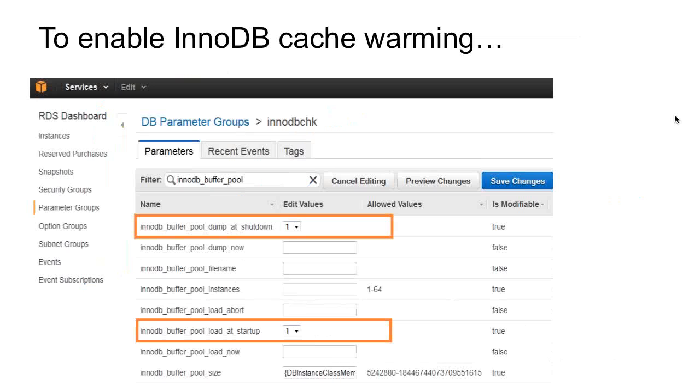To enable InnoDB cache warming, again remember this is only available in MySQL 5.6, not available in other database versions. So enable the InnoDB buffer pool dump at shutdown to 1 and InnoDB buffer pool load at startup to 1. Enabling this basically means that when I shut down my database, the content of the buffer pool is flushed into a disk file, and when I start up, it is loaded from that file.